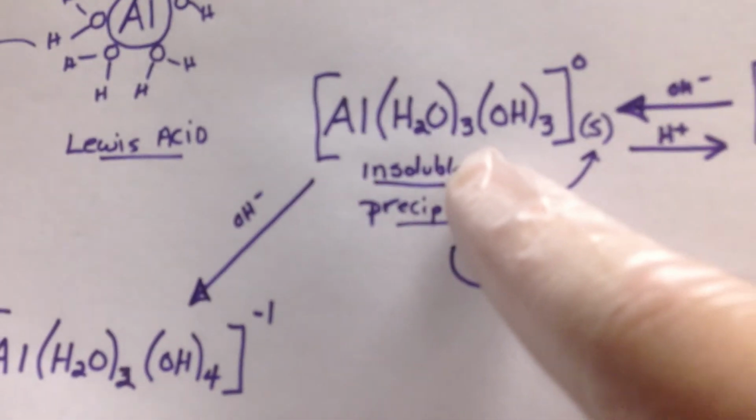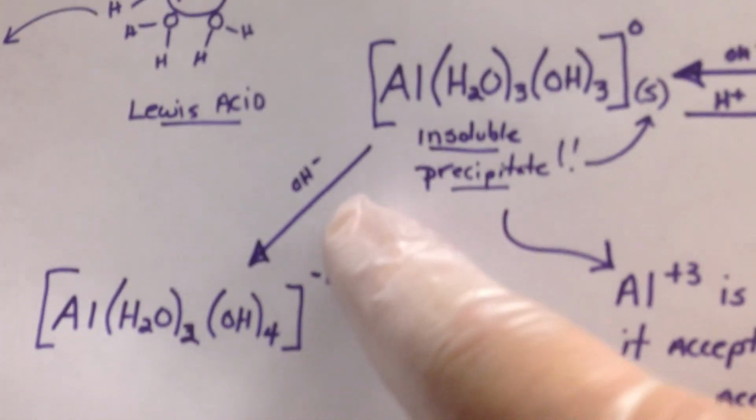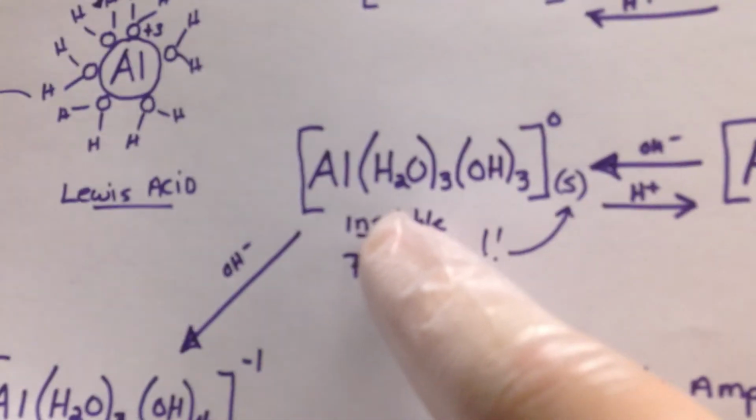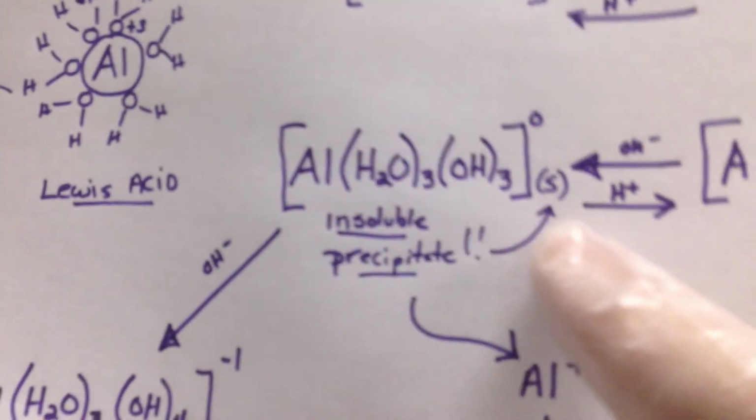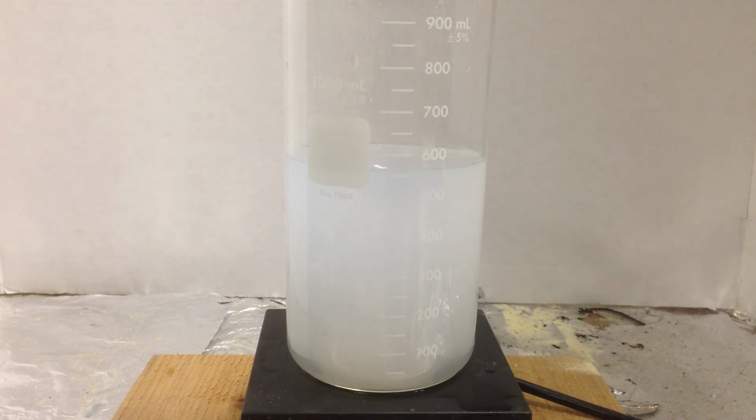So if you can take this insoluble compound and add more base to dissolve it, then you have an amphoteric ion. Most things will go back with acids. They will, but going forward, we're going to add more base to dissolve it. That's what makes it amphoteric. So here it comes.